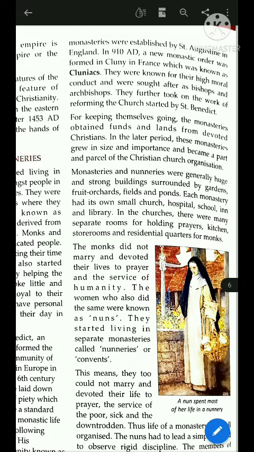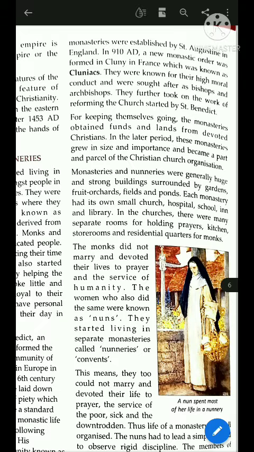Monasteries and nunneries were generally huge and strong buildings surrounded by gardens, fruit orchards, fields, and ponds. These were the places where they used to live.